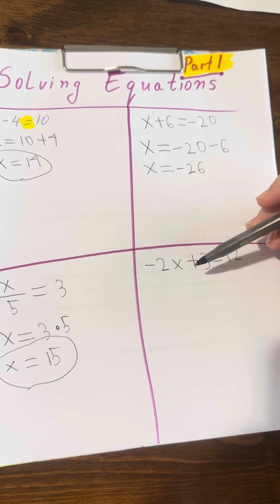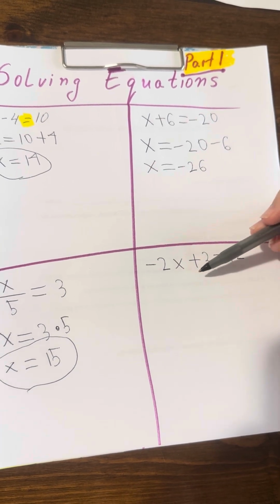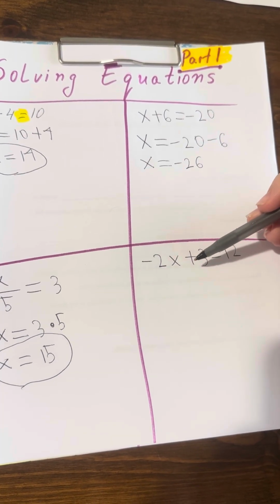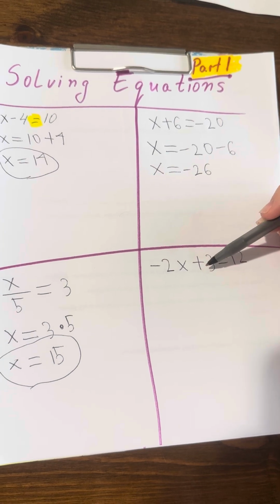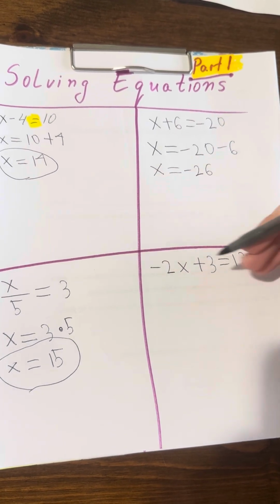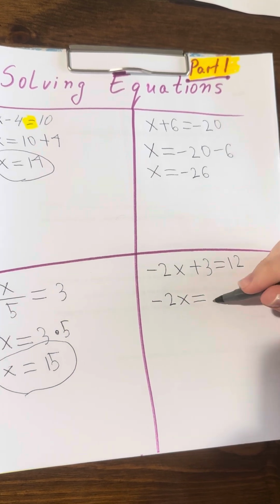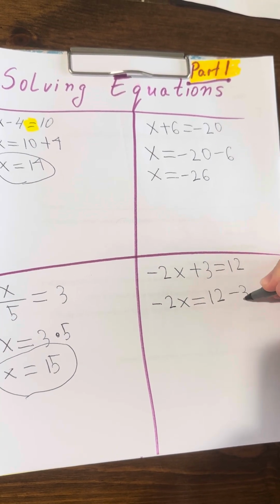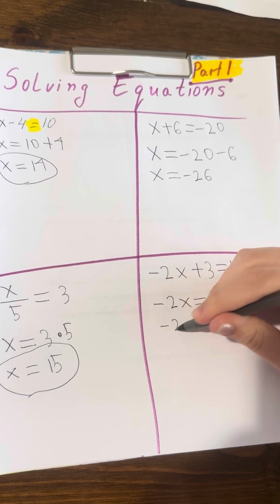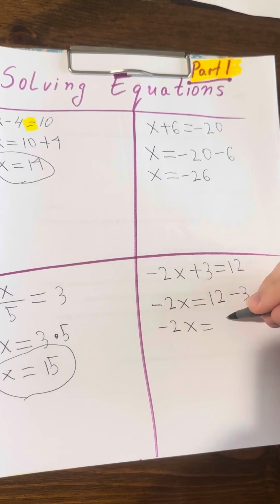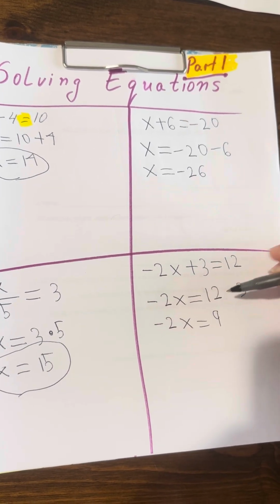But remember, try to keep multiplication and division as your last thing for solving. Here you have addition, which you can do first. So it's negative 2x equals 12 minus 3. Then that will turn into negative 2x equals 9.